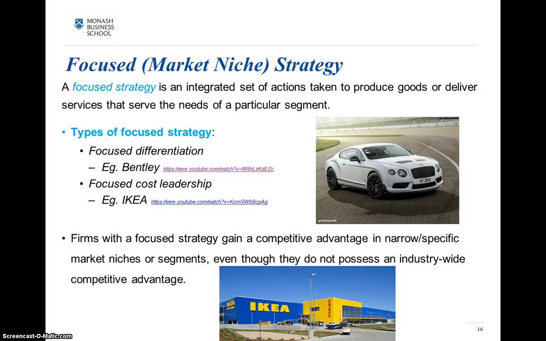On the other hand, we can also have a focused cost leadership strategy, which not surprisingly is just like the cost leadership strategy that we discussed previously, but here you focus on a very specific type of buyer by trying to create value through lowering the cost associated with producing whatever service or good it is that your company manufactures. And so here we have a nice little video to demonstrate this again.